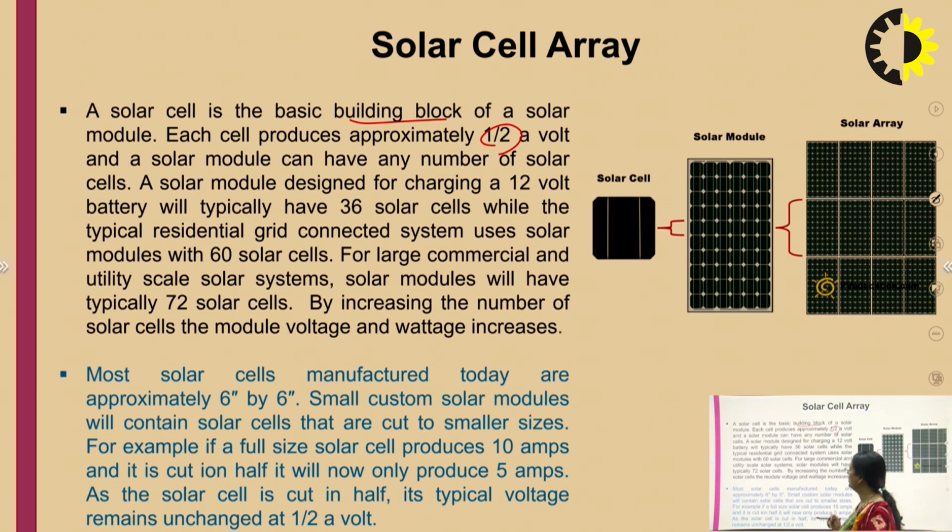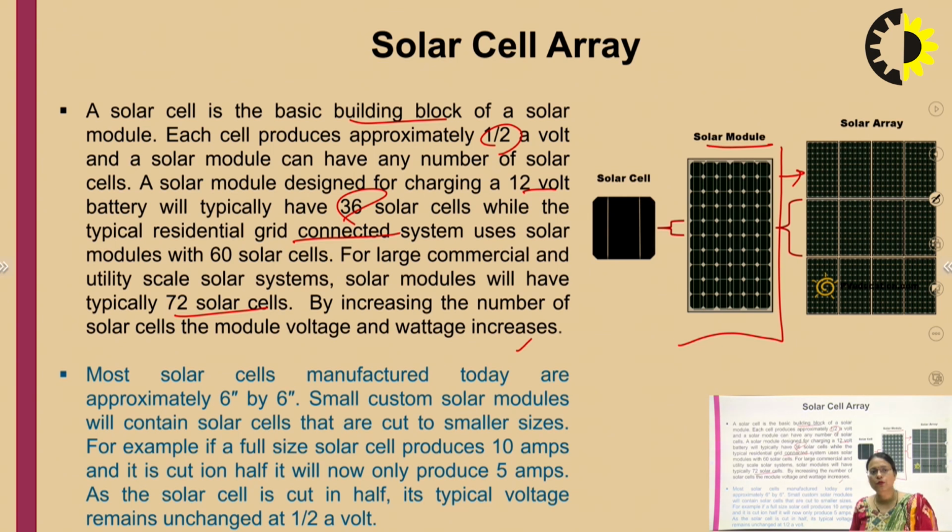A solar module designed for charging a 12-volt battery will typically have how many cells? Around 36 solar cells, because one solar cell produces around half a volt, right? A typical residential grid-connected system uses about 60 solar cells. For large commercial and utility-scale solar systems, the modules have 72 solar cells, and by increasing the number of solar cells, the module voltage can be increased. So from here you can see we have formed the solar panel, and from solar panels we can form the solar array, right?